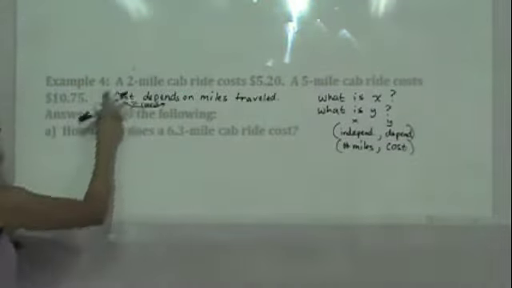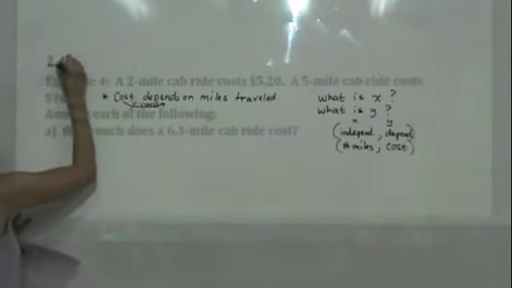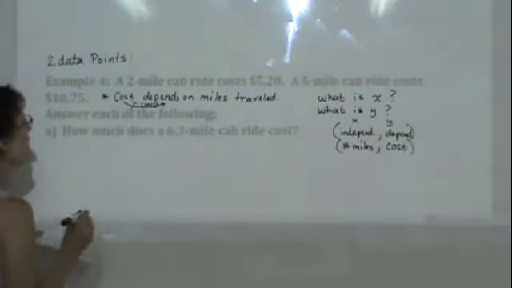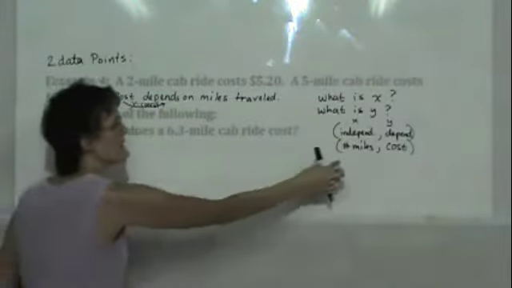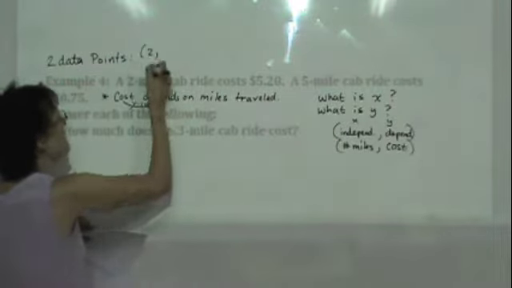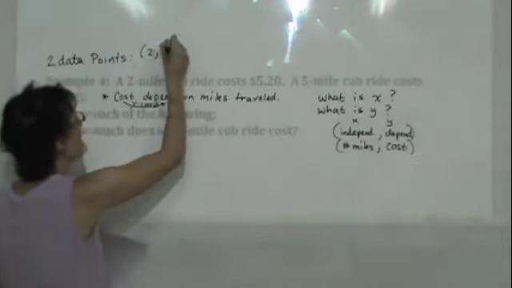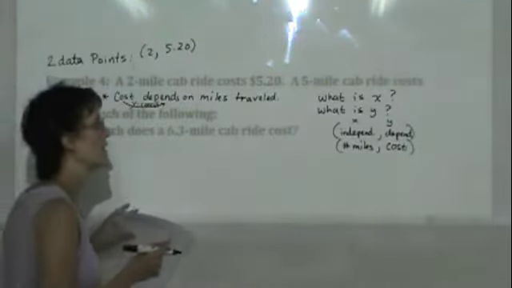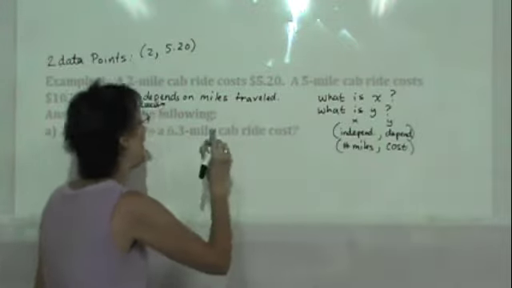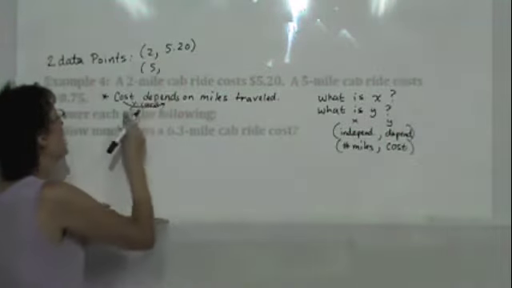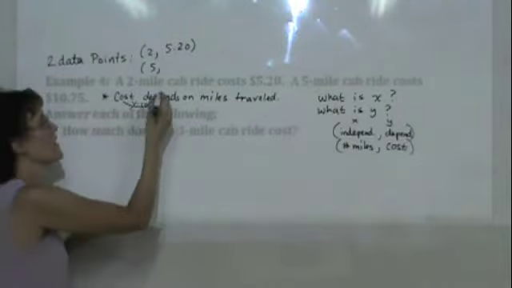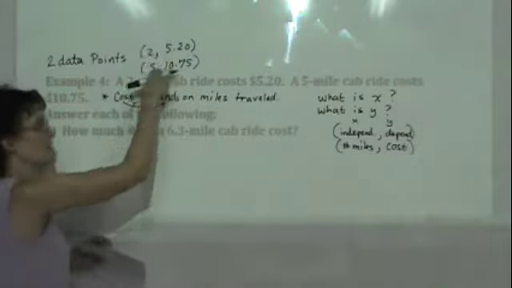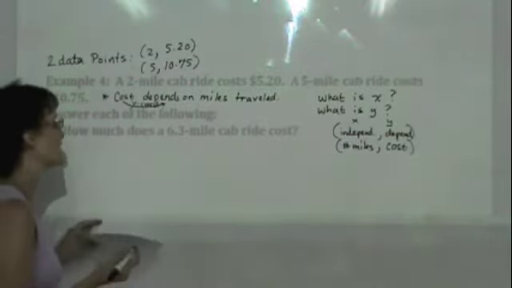We've got 2 data points here again, so let's go ahead and write those down. We've got 2 miles, that's x, so we've got 2, and then it costs $5.20. So that's one of our data points. We need to find the other one. A 5-mile, which again is x, so that's 5 miles, and then it's $10.75 for our y value. Again, this should look like we're going to find the slope exactly.